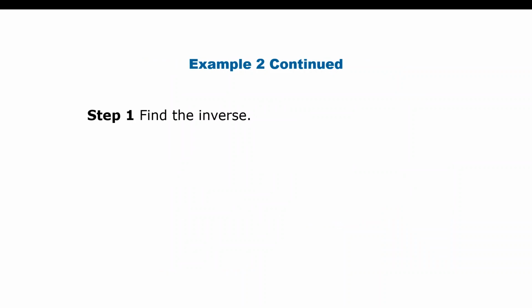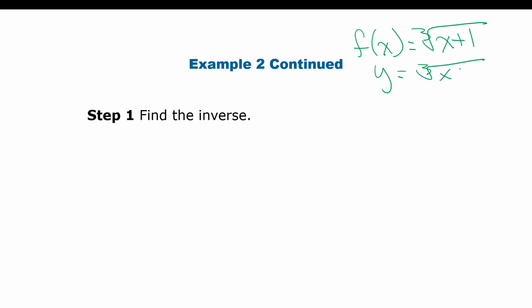All right, so the second part of our problem, we need to find the inverse. So let's recall what our original equation was. It was f of x equals the cube root of x plus 1. All right, so remember to find the inverse, we're going to call this y equals the cube root of x plus 1. And now to find the inverse, we're going to switch our x's and y's. So we're going to rewrite it to say x equals the cube root of y plus 1.